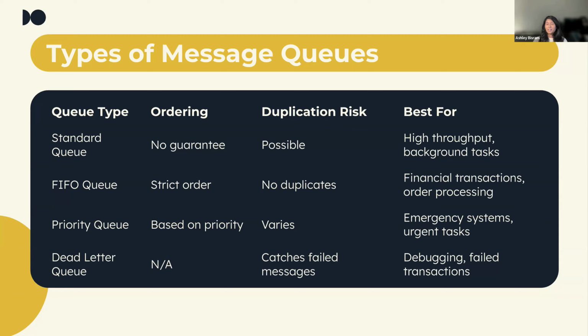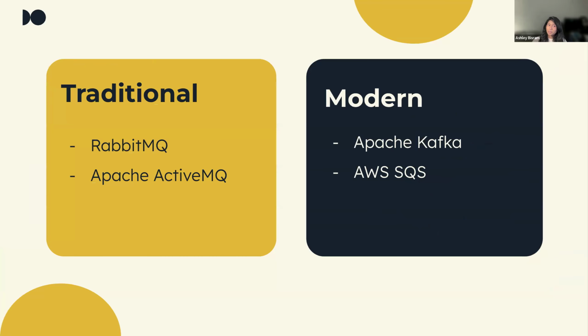If the order really matters, use the FIFO queue. If some messages are more important than others, a priority queue is the best choice. And to prevent any failures from slipping through your cracks, always set up a dead letter queue. But let's get into how these queues can be applied in message brokers.